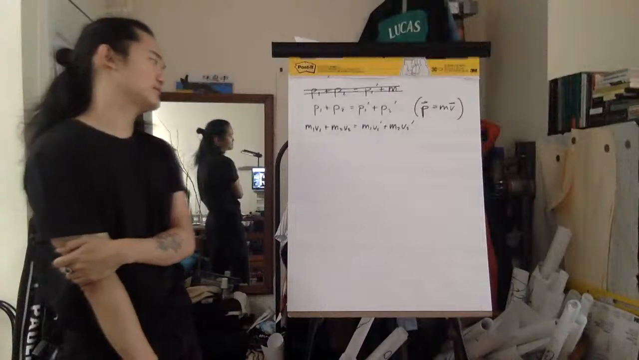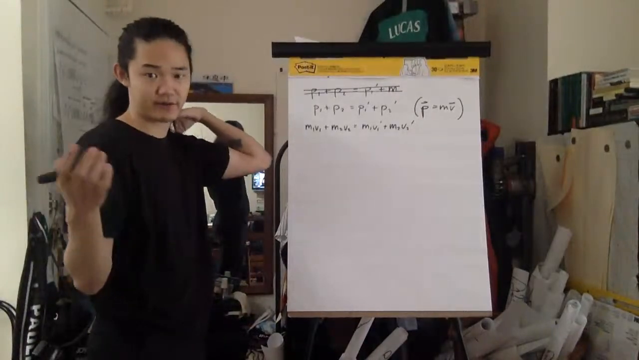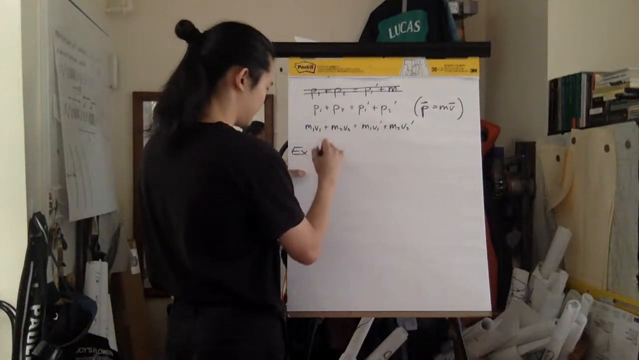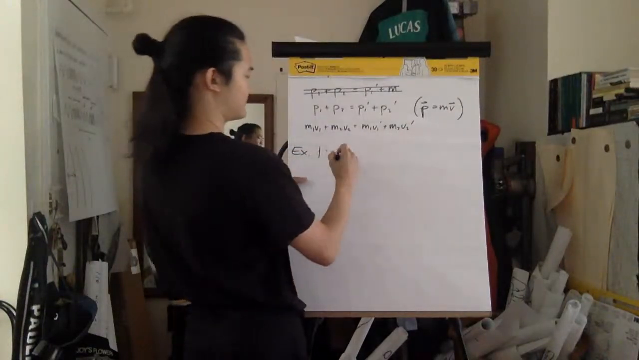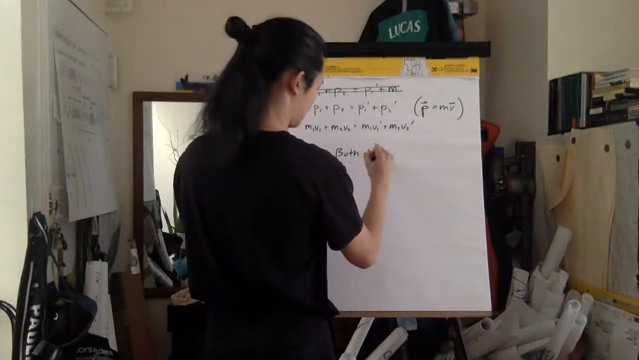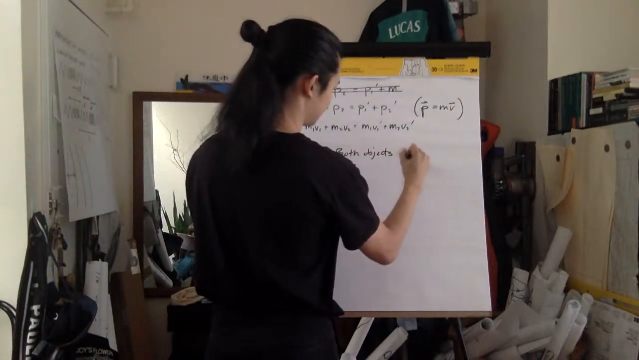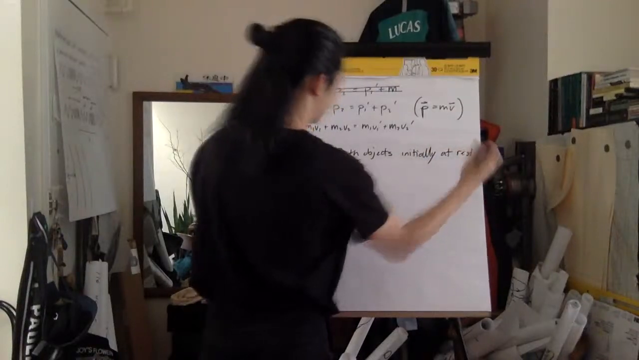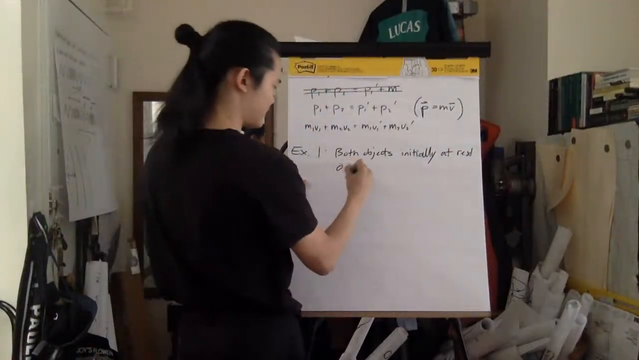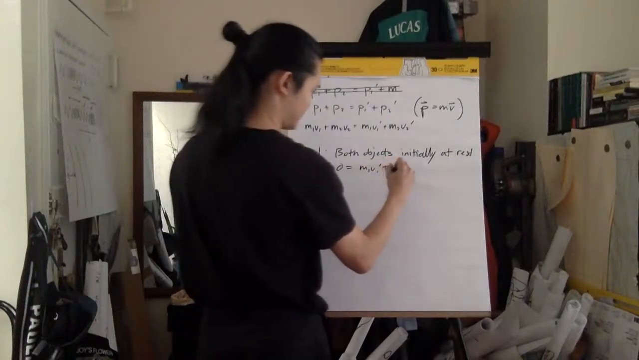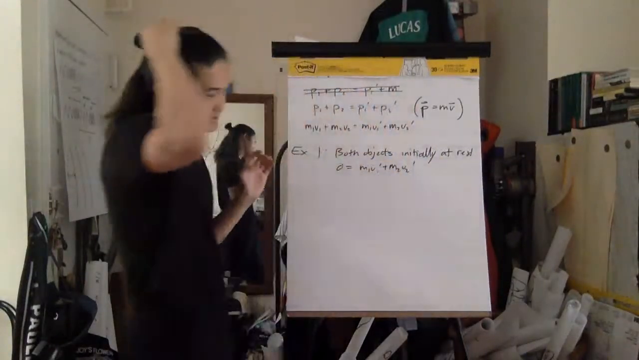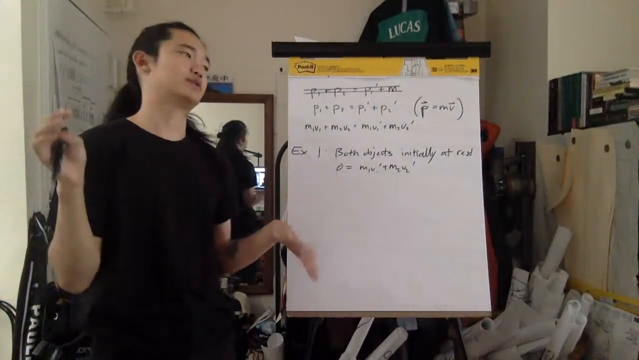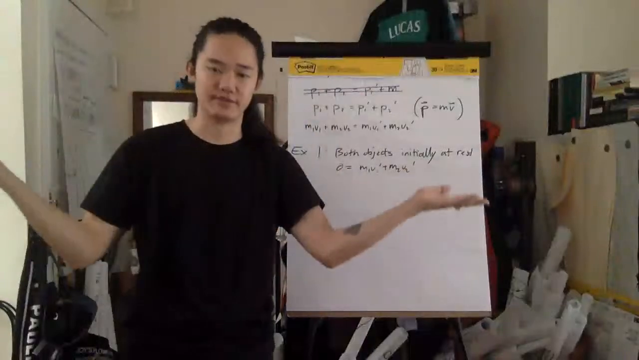Example one: both objects are initially at rest. What does that guarantee? That just means 0 equals m1 v1 prime plus m2 v2 prime. That guarantees that v1 prime and v2 prime are in opposite directions, because the sum has to be 0, so one needs to be positive and one needs to be negative. They're going to go in opposite directions.